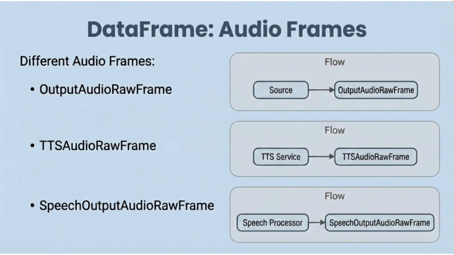And then next we have different types of audio frames. Until now we were discussing text frames. Now we have audio frames, where we have generally audio frame with respect to data frame. So we have three different types of data frame in audio frames. We have output audio raw frame, then a TTS audio raw frame, then a speech output audio raw frame.